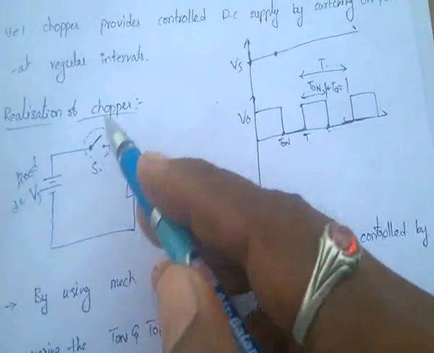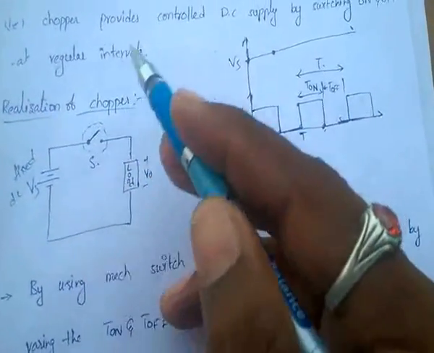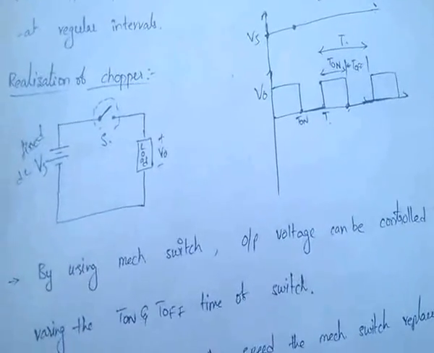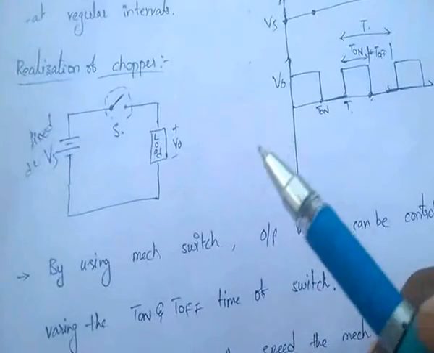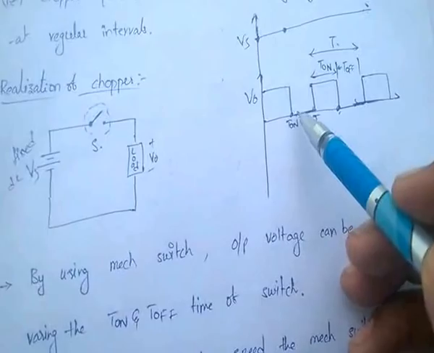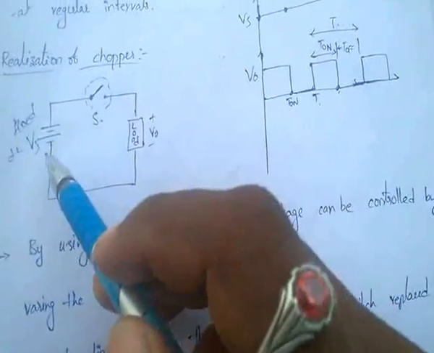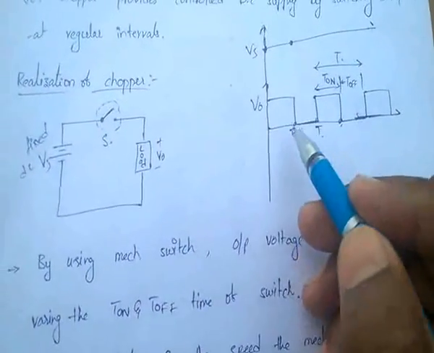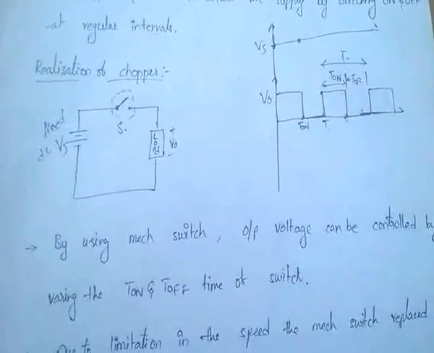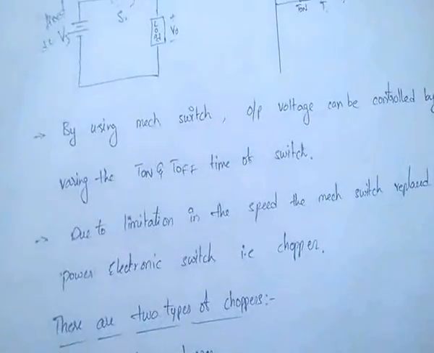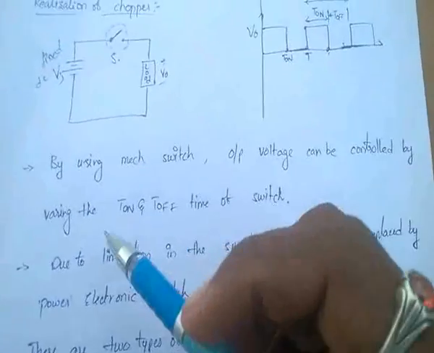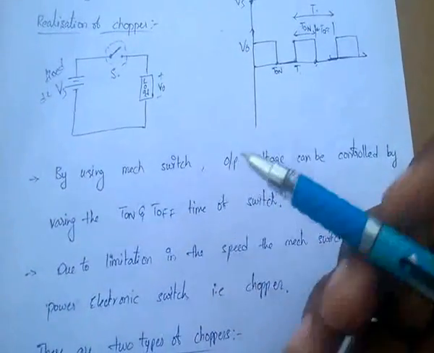Here the switch is a mechanical switch. Once again, when the switch is closed, the input comes to the output. When the switch is open, there is no connection between voltage supply and load, so there is zero output. When the switch is closed, the output is equal to Vs, the supply voltage. So by using this mechanical switch, the output voltage can be controlled by varying the turning on and turning off time of the switch.